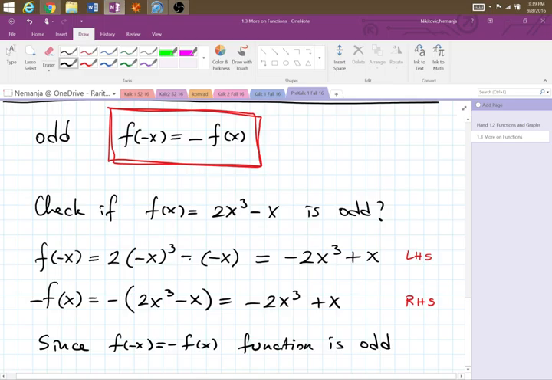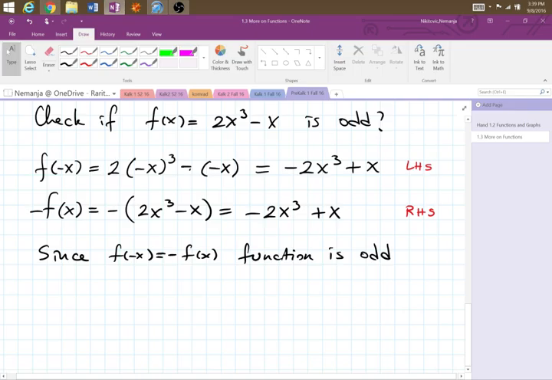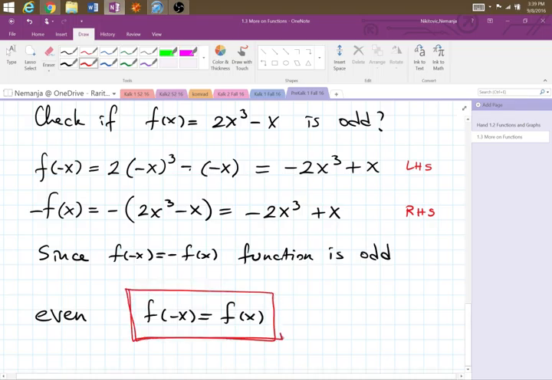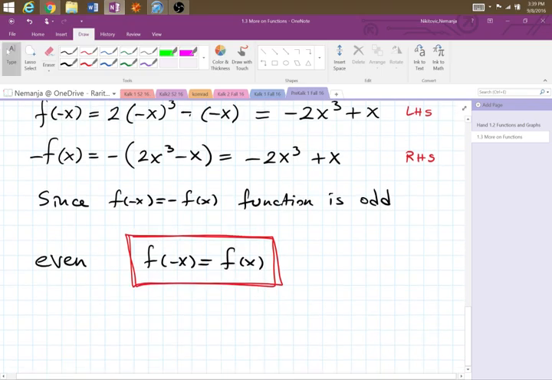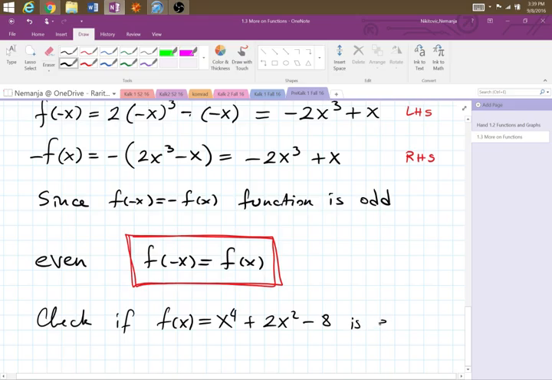Now we'll go into graphical representation soon. I want to also define the even through the same thing. So let's take a look at the even. The formula for even is that f of negative x is the same as f of x. And let's go with the example. Check if f of x equals x to the 4 plus 2x squared minus 8 is even.